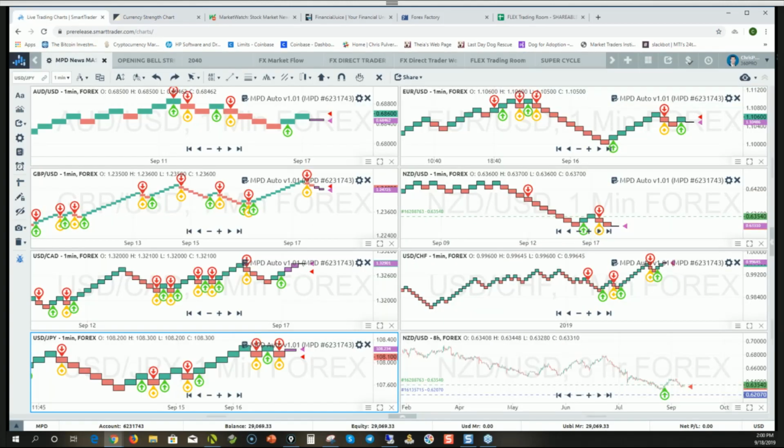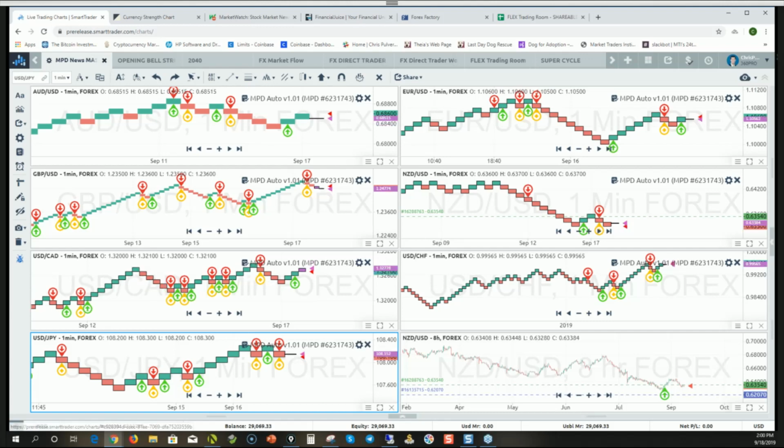So let's see if we get some trades filled on the micro price detector. The euro dollar spiked down to 1.042. Now it's up to 1.058. See if this has enough to keep pushing bullish.